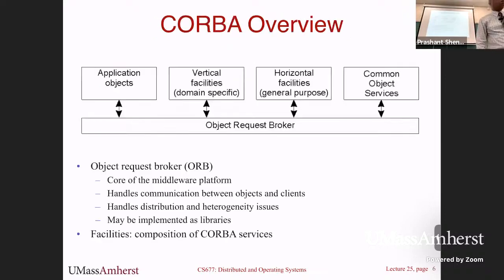Okay, so let's talk about another one. This one is called Corba. This was one of the earliest large-scale middleware systems. The idea here was to develop a middleware layer that could provide all kinds of useful services to applications, so you would not, as a programmer, have to write all of that code.